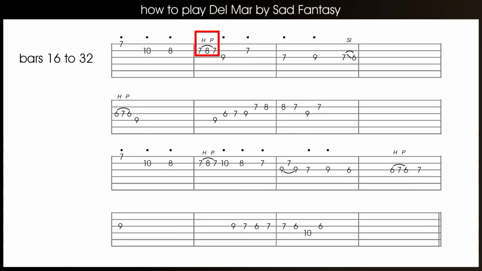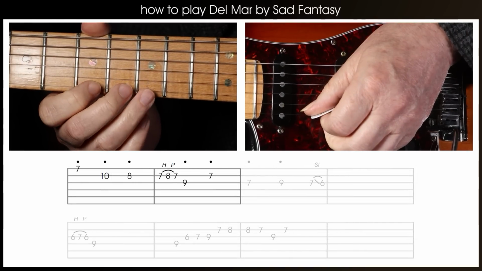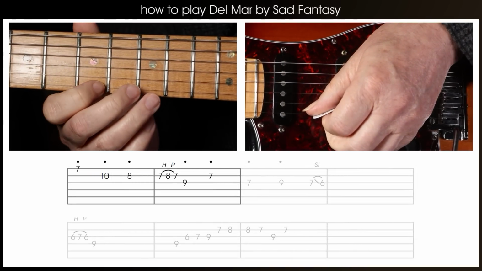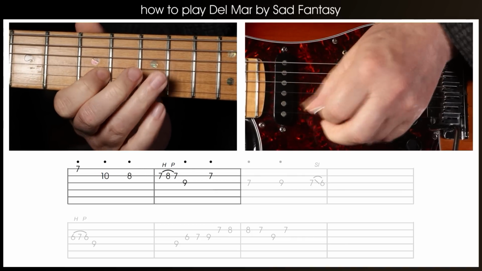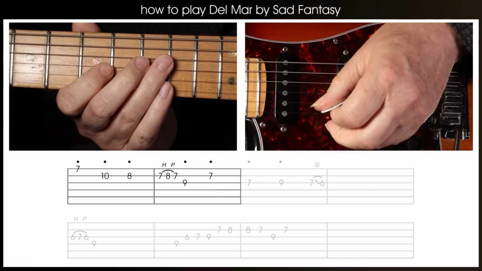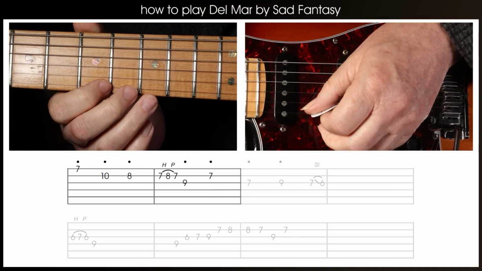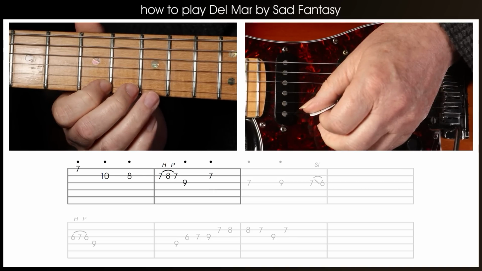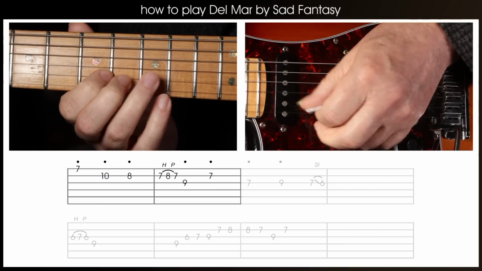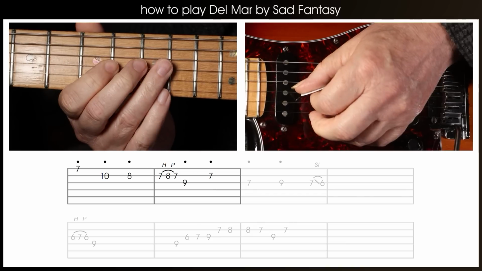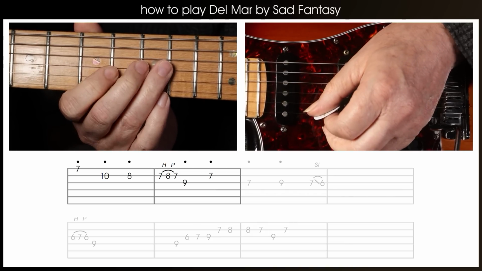Once you've played the hammer on and pull off, there's 2 more staccato notes. So the first 2 bars should sound like this. Here that is again, in case you want to try and play along. And here that is again, one last time.